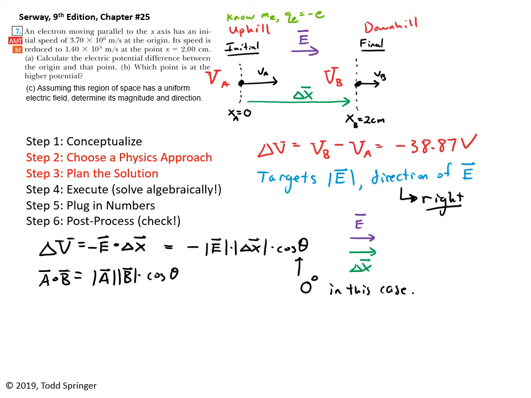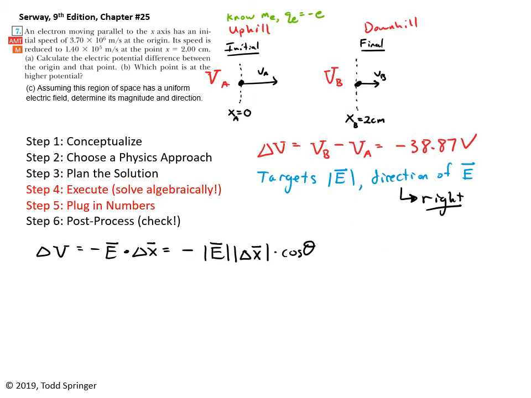So we have our plan. Now we just need to go ahead and execute the plan and solve for the magnitude. So now let's execute the plan. Let's go ahead and solve for our target, which is the magnitude of E. So I just have to put everything else on the other side. E is, there's a minus sign, delta V, divided by delta X, the magnitude of that displacement vector, times the cosine of theta.